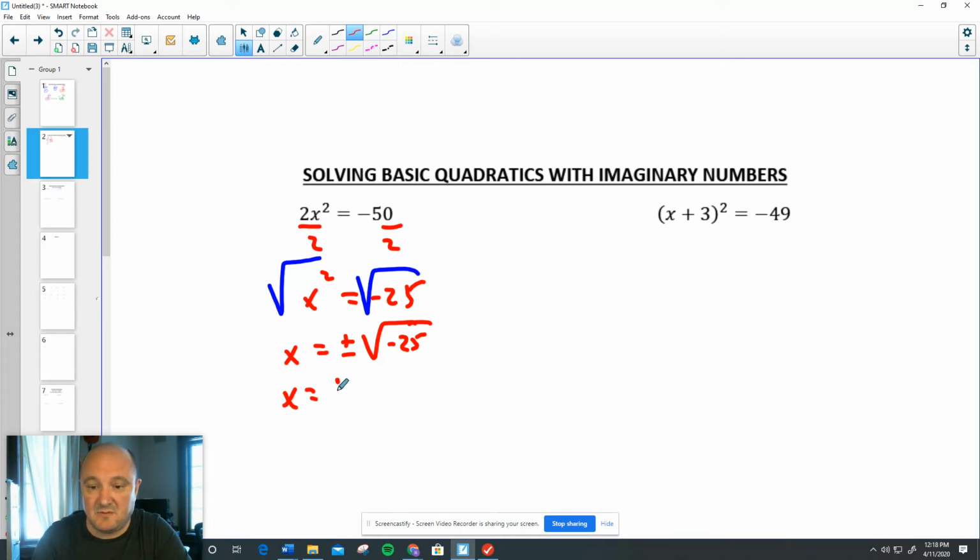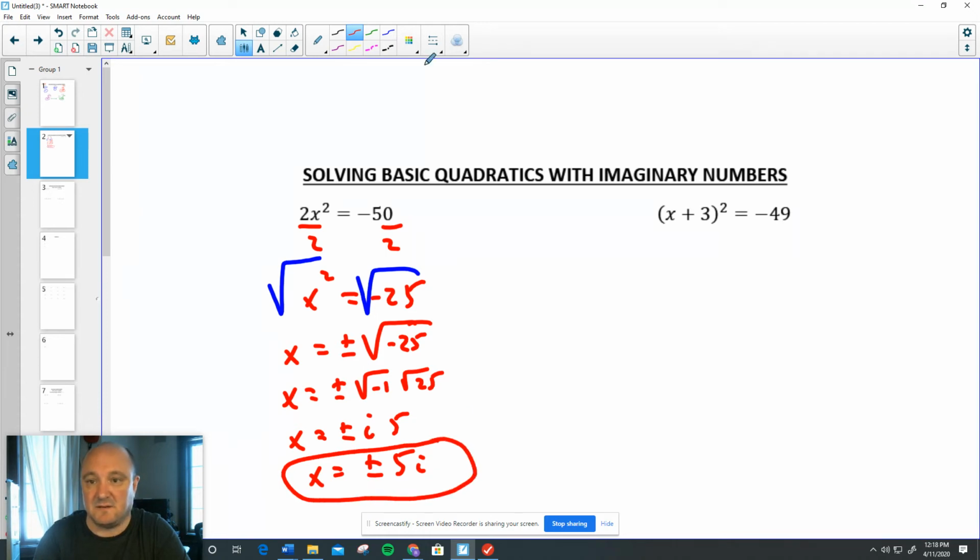We say x equals plus or minus radical negative 1, radical 25. And of course, radical negative 1 is just i. Radical 25 is 5. And then we always write our imaginary numbers with the coefficient first, kind of like i was a variable. And that's our answer.